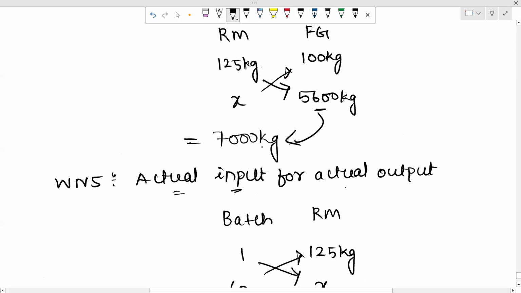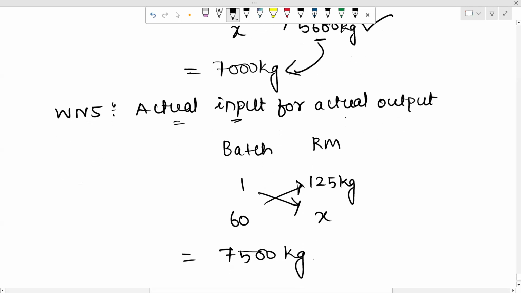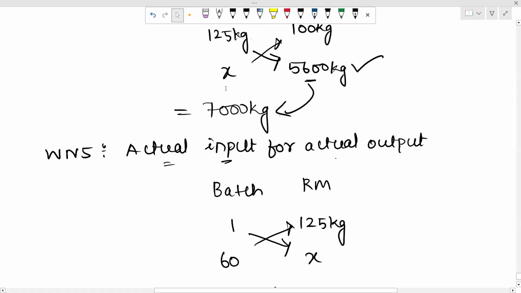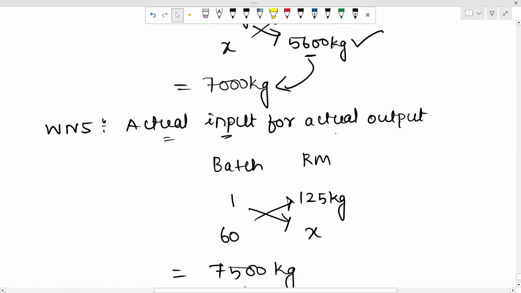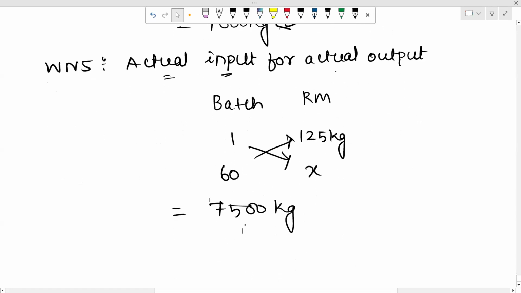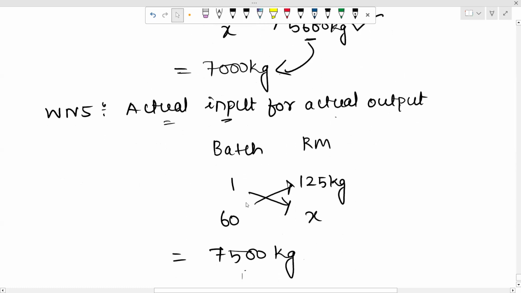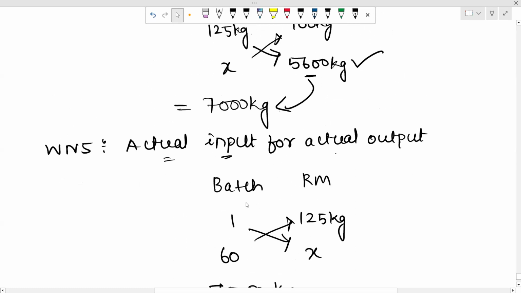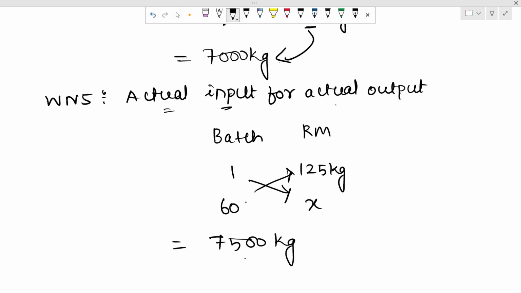So in order to produce 5,600 kg of finished goods, we should have used only 7,000 kg of raw material. But we actually used 7,500 kg of raw material to produce 5,600 kg of finished goods. So again, I'm repeating, we should have used only 7,000 kg, but we actually used 7,500 kg. So now there is a difference of 500 kg, right?